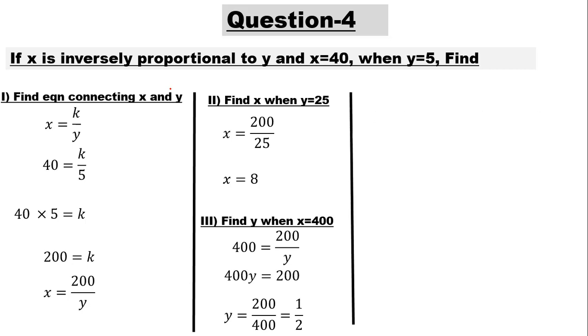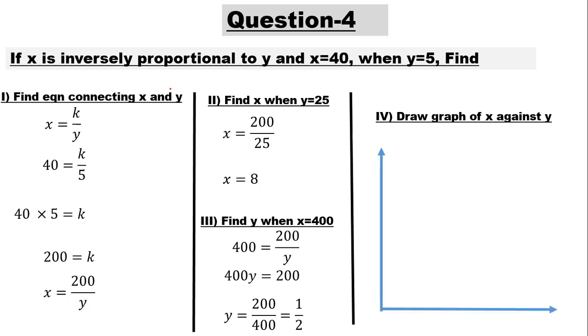Last but not least, in part 4 students, you have to draw the graph of x against y. So we will take x on the vertical axis and y on the horizontal axis, just opposite to the Cartesian plane. So here we are having x on the vertical axis and y on the horizontal axis. And students, you can see that both the quantities are inversely related. So as y increases, x keeps on decreasing. So this is the graph for x against y for the inverse variation that we are given in question number 4.